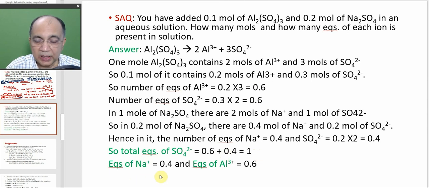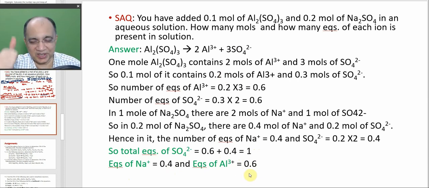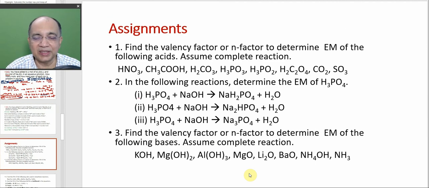And the sodium ion number of equivalents is the same as the number of moles, 0.4, and the number of equivalents of aluminum ion is 3 times greater than the number of moles. That is, the number of moles was 0.2 and the number of equivalents is 0.6. With this, I conclude this part of the equivalent mass concept applied to molecules.